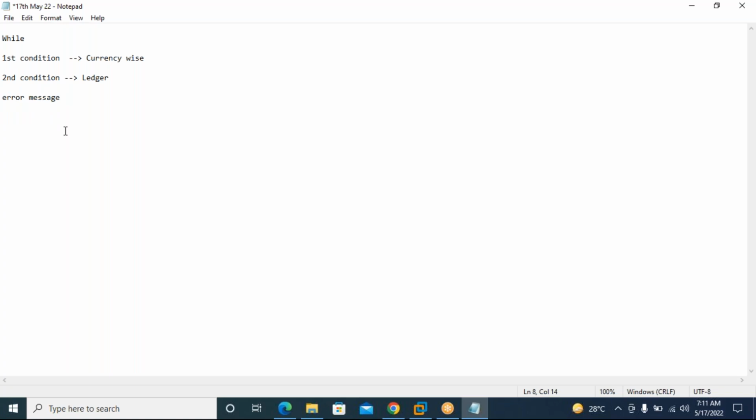Clear? Yeah. Thank you. The code was written inside like this. While loop or if loop, whatever it is, the loops they will create. The developer was written the code like this. So now initially it is verified by currency wise. If it exists, it will pick these accounts and it will post.